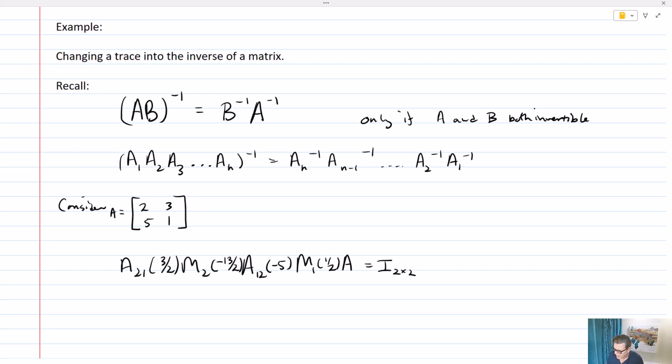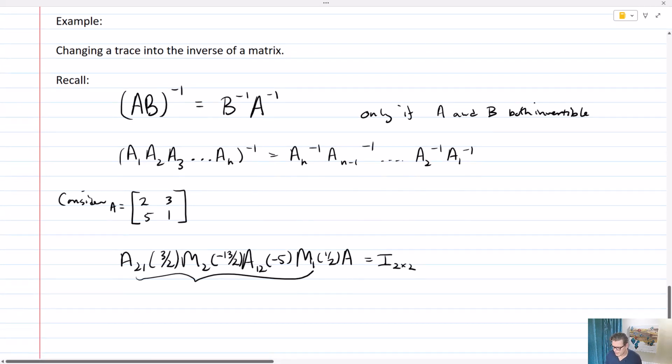What I'm going to do is note that each one of these matrices, A21 up through M1, are invertible. In fact, A is also invertible. A is invertible because we row reduced it down to the identity. So consequently, it's got to be invertible as well. But even so, we are going to end up getting this inverse utilizing these elementary matrices.